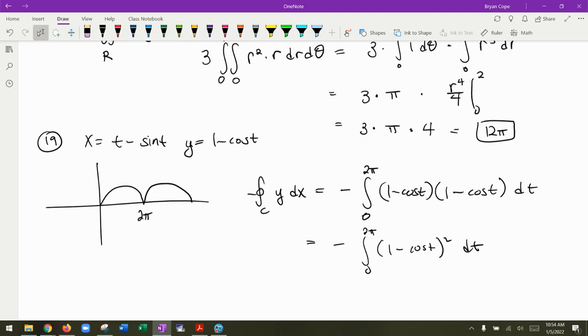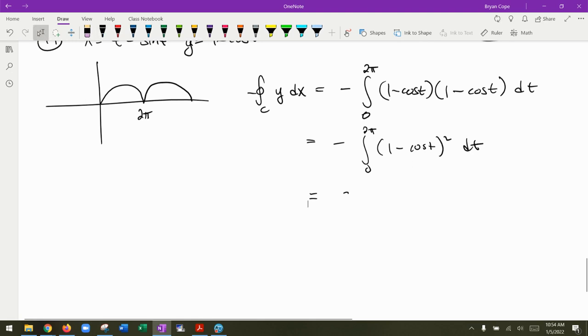I don't feel like doing this work. Let's just say the answer is 3 pi. Yeah, I don't want to do the identity work. So let's just say what the answer is. The answer is 3 pi.